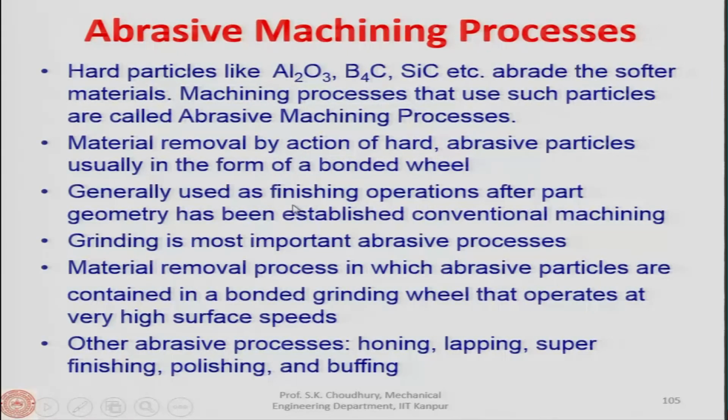In the grinding wheel, all those hard abrasive grains are bound together with the help of some kind of glue or resins. We will come to that. They are bonded overall. So, it is generally used as a finishing operation after the part geometry has been established by conventional machining. Here the sentence is to be read that the finishing operation is done after the part is machined by any conventional machining.